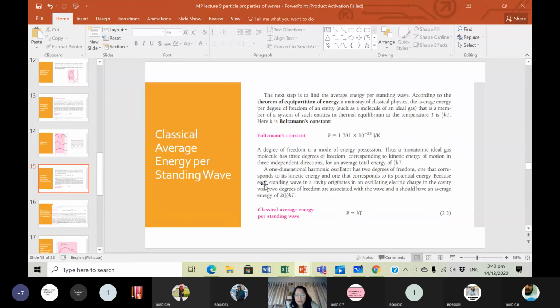So now what we're saying here is that each standing wave in a cavity originates in an oscillating electric charge.